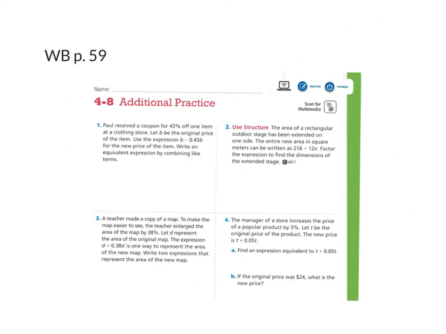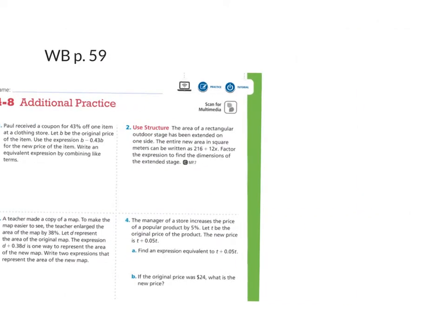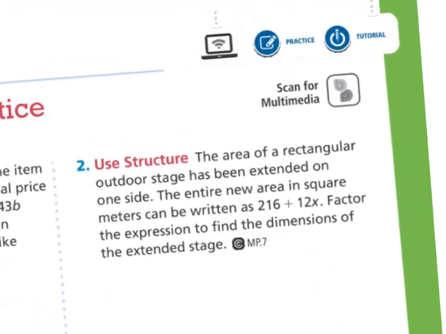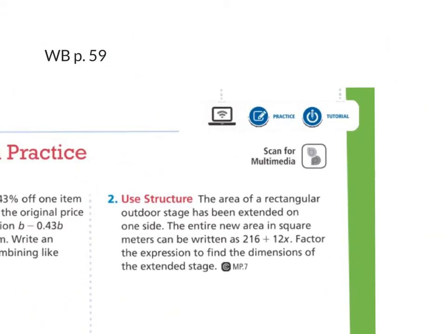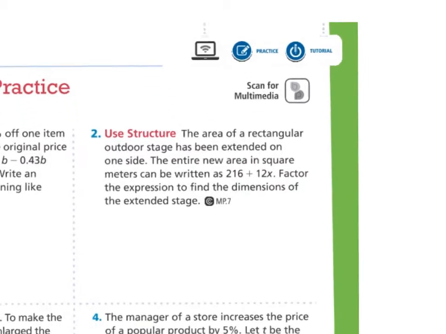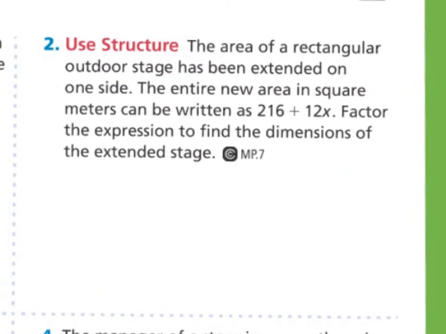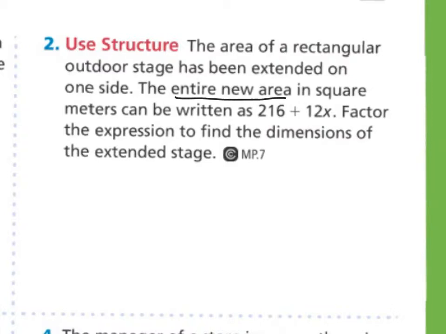So we're going to look at some problems here. Workbook page 59, starting with number 2. Area of a rectangular outdoor stage has been extended on one side. Entire new area is 216 plus 12x. Factor the expression to find the dimensions of the extended stage. And understand when they're saying find the dimensions, that means the length and the width, since it's a rectangular stage.